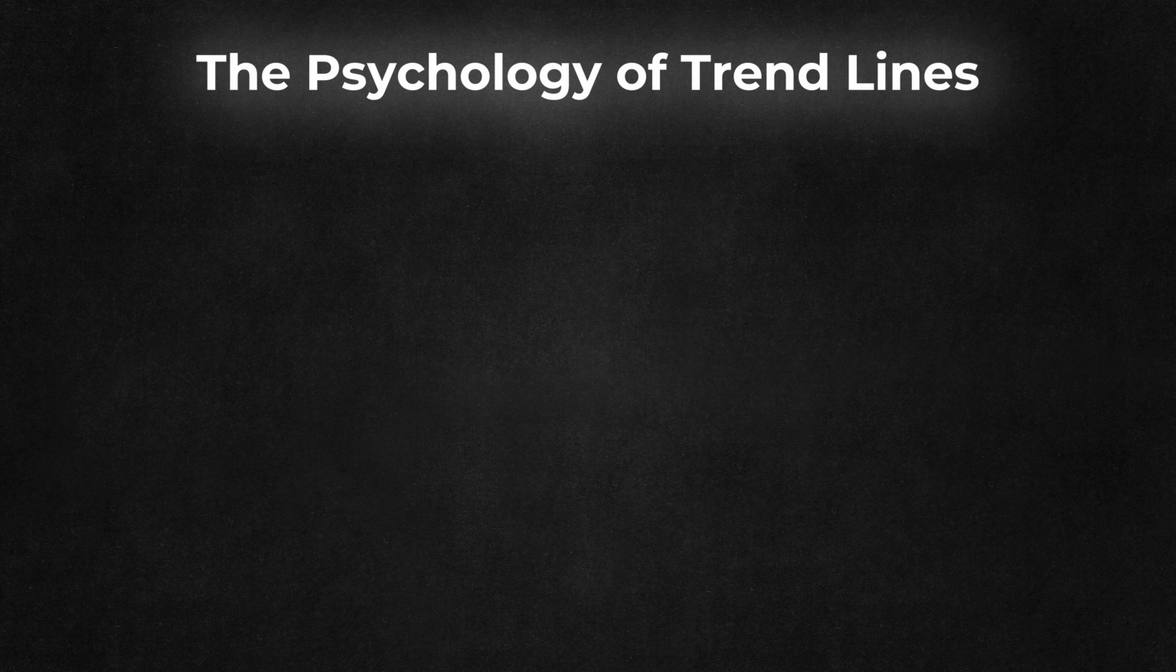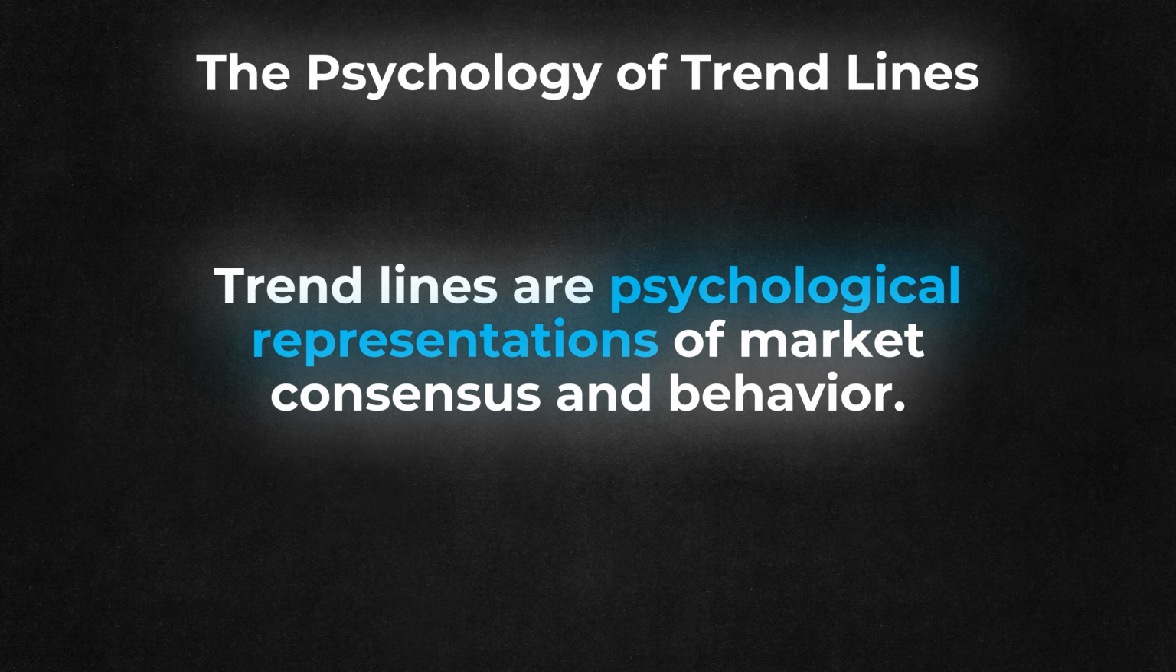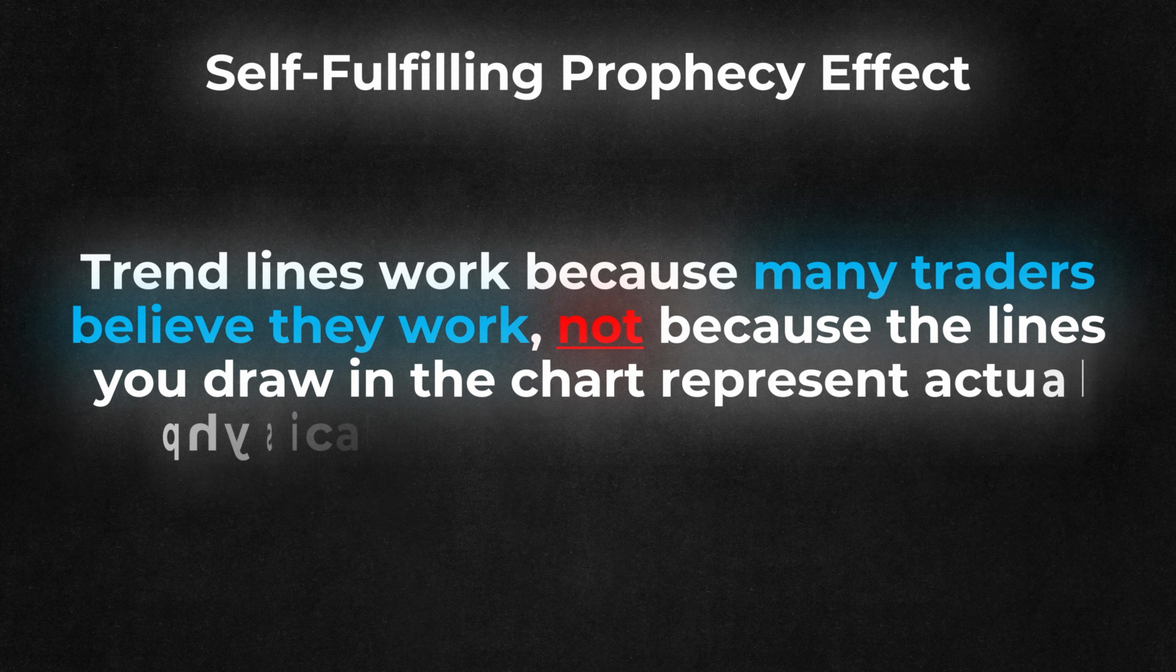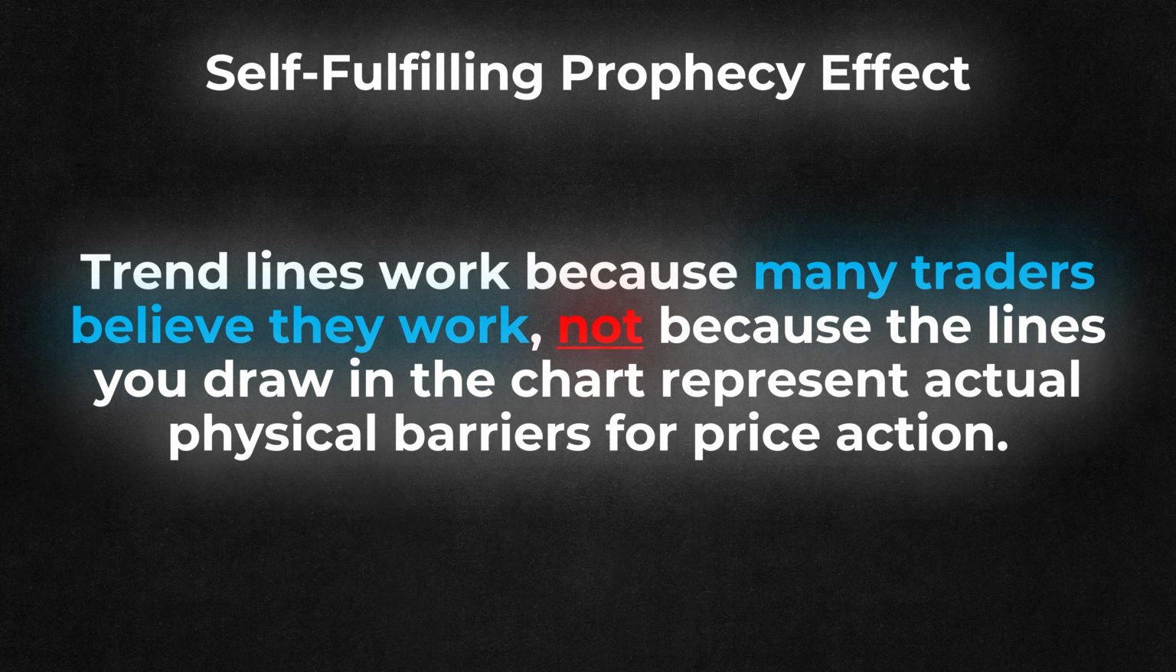They are psychological representations of market consensus and behavior. They reflect collective belief systems, expectations, and emotional reactions of traders. Trend lines work because many traders believe they work, not because the lines you draw in the chart represent actual physical barriers for price action. When enough people see a trend line, they make decisions around it, like triggering a trade when price touches it, exiting a trade when price breaks it, and so on. This shared belief system gives trend lines their power.